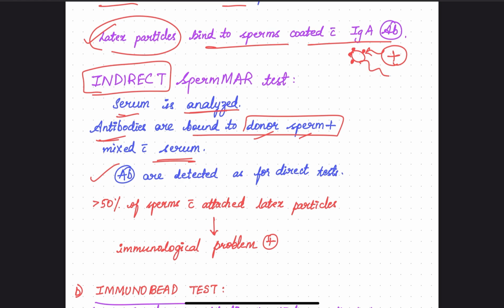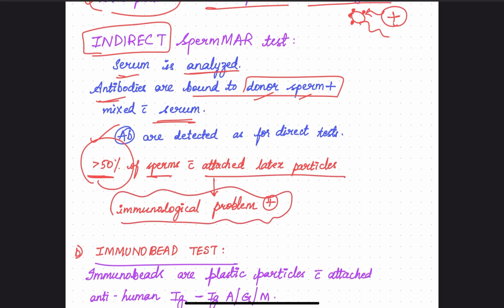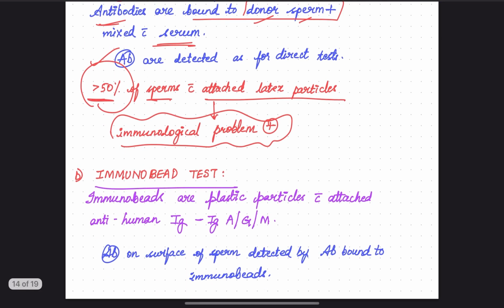Immunoglobulin coated latex. If the latex attaches to the sperm, antibodies are present. If they do not, antibodies are absent. If more than 50% of sperms show attached latex particles, there is a serious immunological problem. This is the mixed antiglobulin reaction. Next, we'll study the immunobead test.